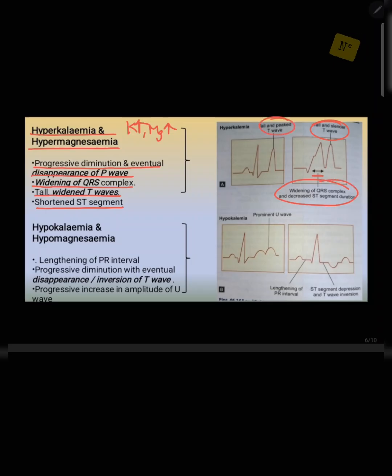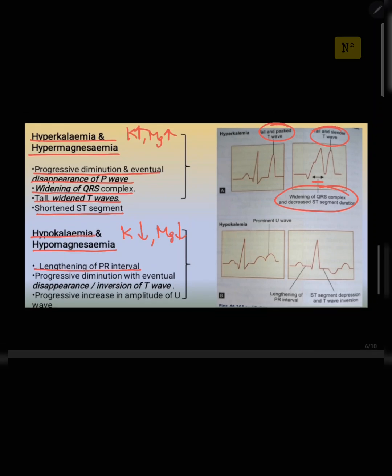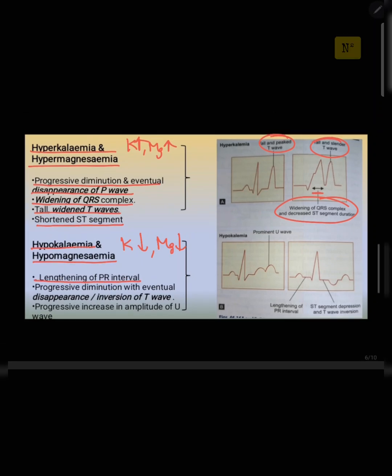In case of hypokalemia and hypomagnesemia, that is potassium level decreasing as well as magnesium decreasing, you will get the opposite effect. There is lengthening of the PR interval as well as a progressive diminution with eventually disappearance or inversion of the T waves. You can see the T waves are getting inverted. Sometimes in certain cases you will be able to see ST segment depression, and there will be a prominent U wave.